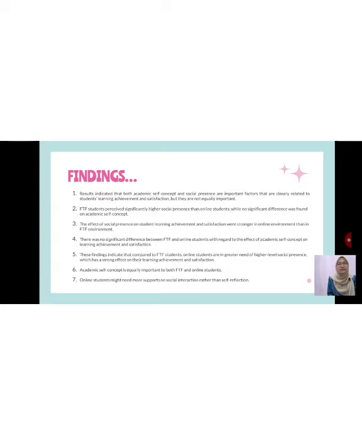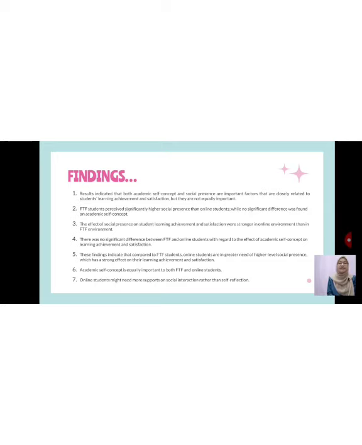While no significant difference was found on academic self-concept, it is formed not only by the process but also by students' characteristics and personality which are formed inherently. Therefore, the effect of the learning environment might not be strong enough to lead to a significant difference of academic self-concept between face-to-face and online learning. The third one, the effect of social presence on student learning achievement and satisfaction was stronger in the online environment than the face-to-face environment.